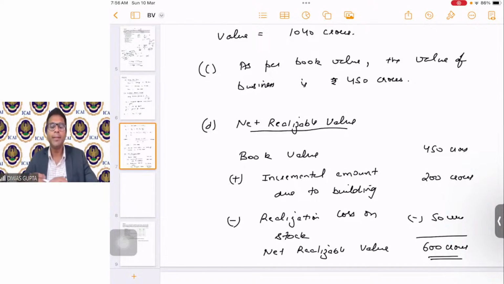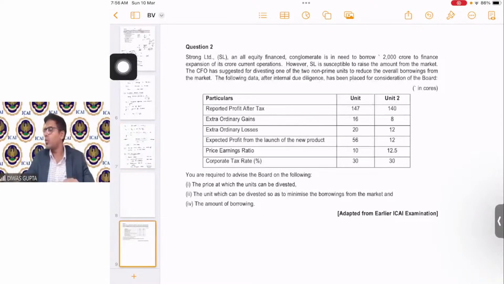Should we move ahead? Let's move ahead to the next question. Question number 2, students.